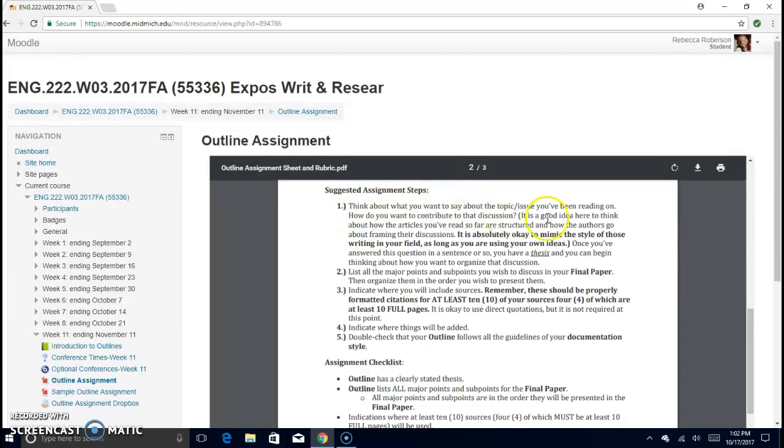Keep in mind that you want to think about what you want to say and how you want to arrange it. And it's absolutely okay to mimic the style of the articles that you're reading, as long as you're using your own ideas.